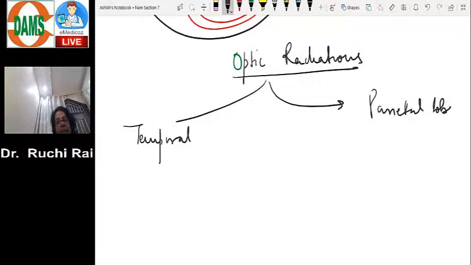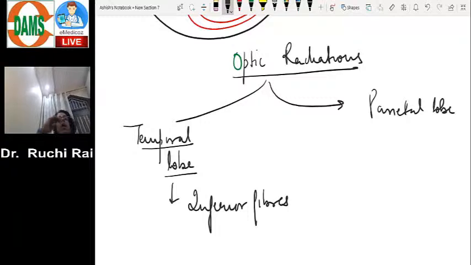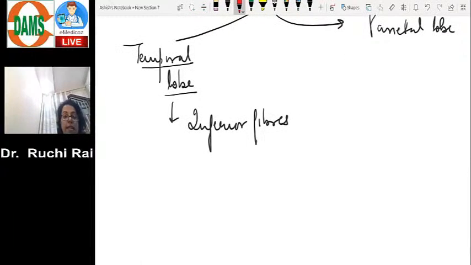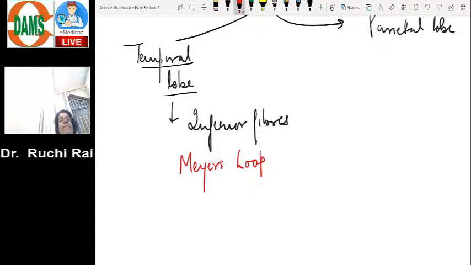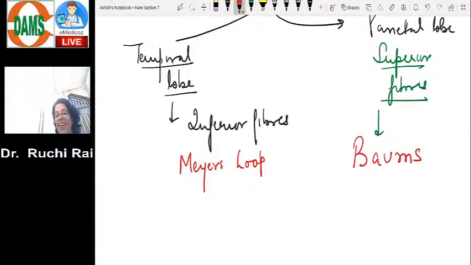Is it clear? When I say temporal lobe, we all know it is the inferior fibers that loop around the temporal horn. What do we call that? Meyer's loop. And from the parietal lobe, it is the superior fibers. We will learn this very easily. This loop also has a name, if you want to know: Baum's loop.